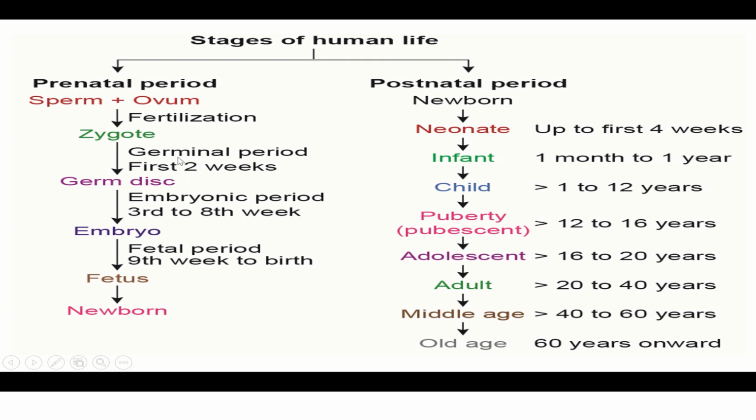A few authors say it is the first 2 weeks, a few say the first 3 weeks, but the standard is the first 3 weeks will be the germinal period, then from the 4th to 8th week will be the embryonic period, and then from the 9th week onwards till the termination of pregnancy, that is the birth, will be the fetal period. So here we call it zygote, here we call it embryo, then we call it fetus.